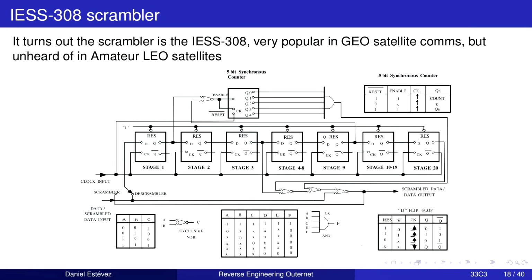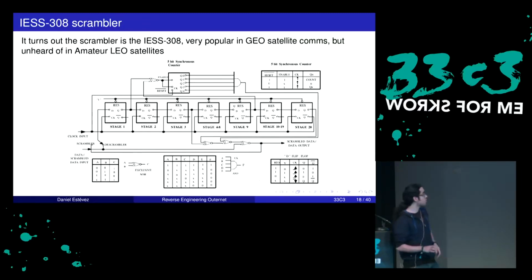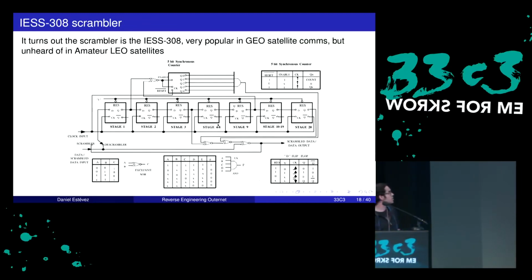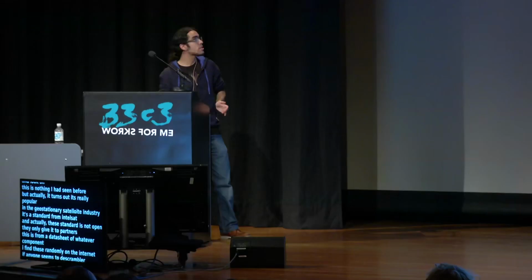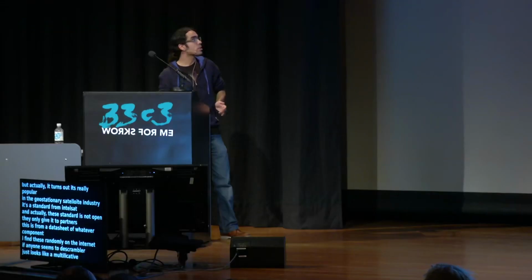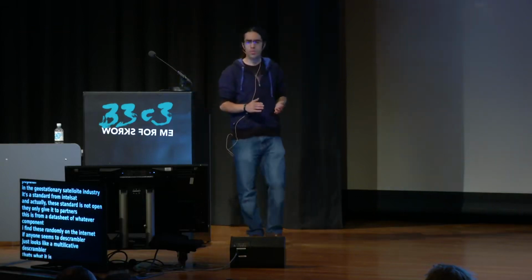It's a standard from Intelsat. And actually the standard is not open. They only give it to their partners or business partners or whatever. This is from a datasheet of whatever component. I found this randomly on the internet, but it's a very nice description. So if anyone's into these scramblers, this piece in the middle with the shift register just looks like a multiplicative descrambler, and that's what it is. But the new thing in this scrambler is this counter. So this is just like a multiplicative descrambler, but with a counter.